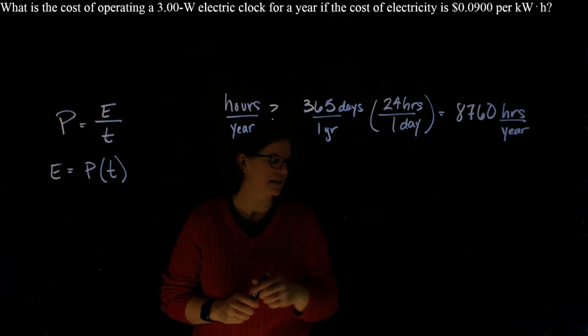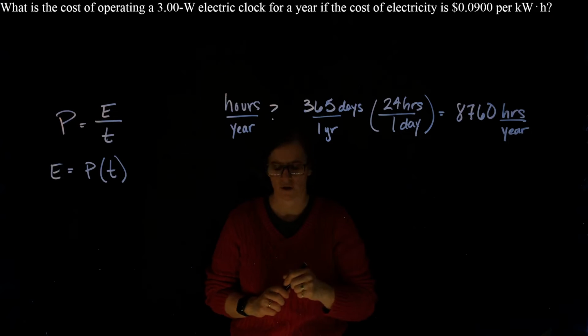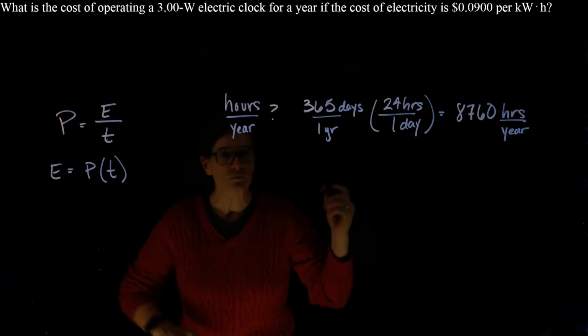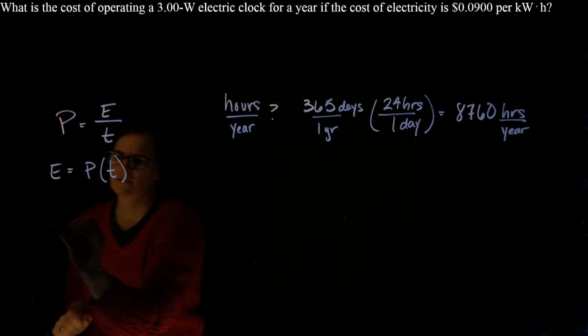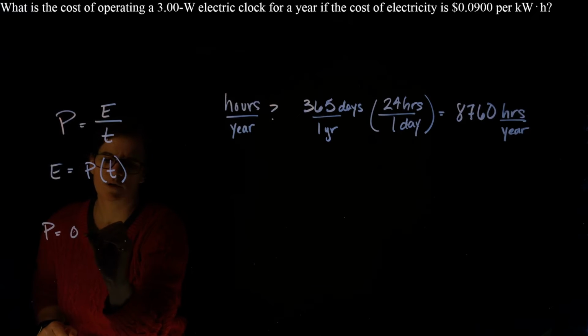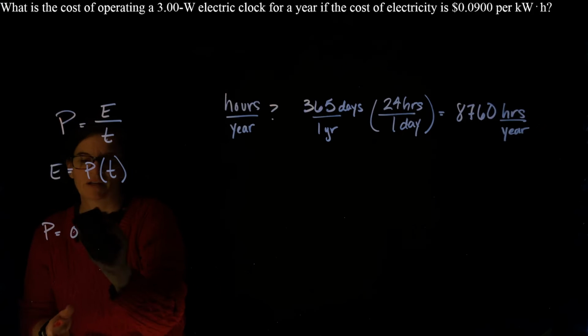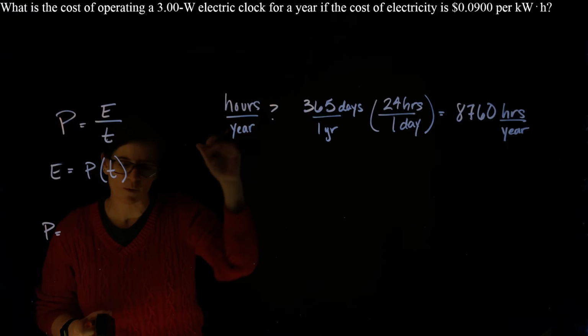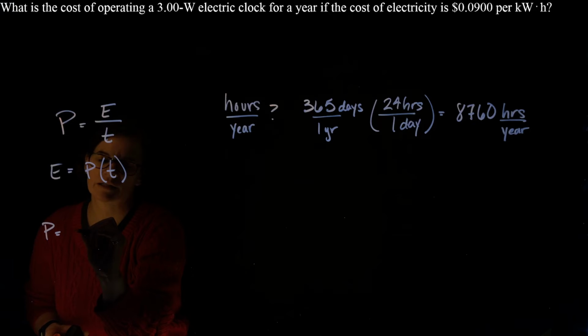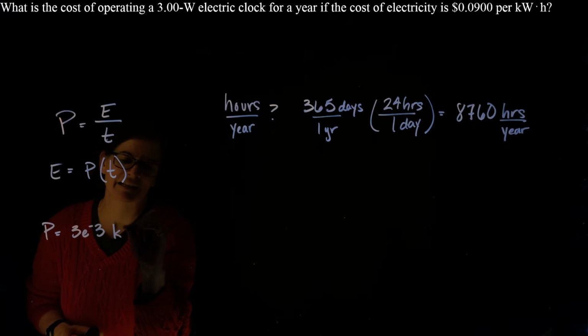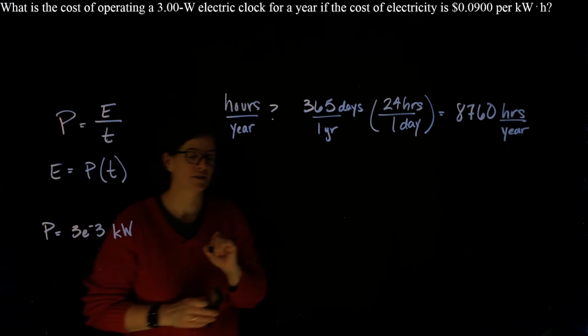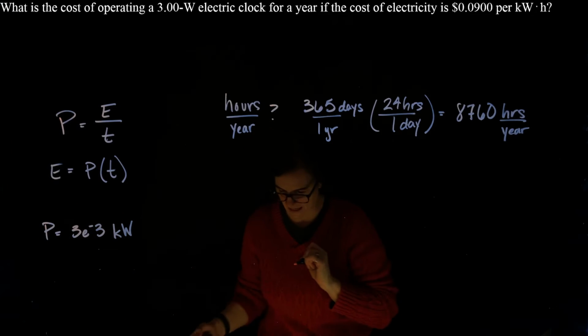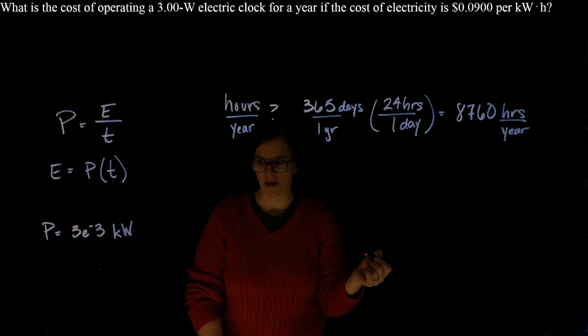So it tells us that it's a 3-watt electric clock. And so our power is equal to 3 watts. And again, we need it in kilowatts. That is 3 times 10 to the minus 3 kilowatts. All right, so the power of that clock is 3 times 10 to the minus 3 kilowatts.